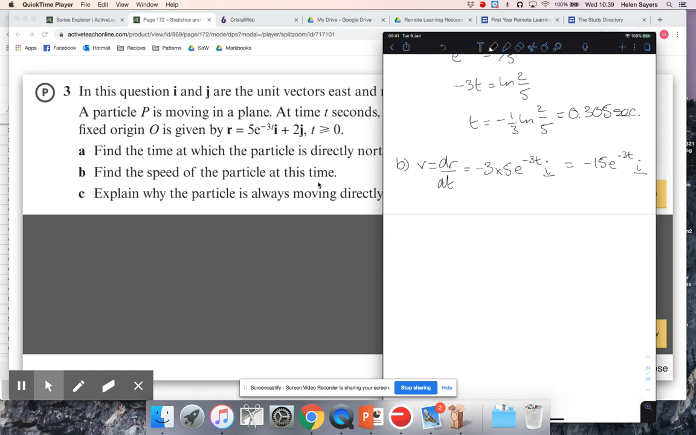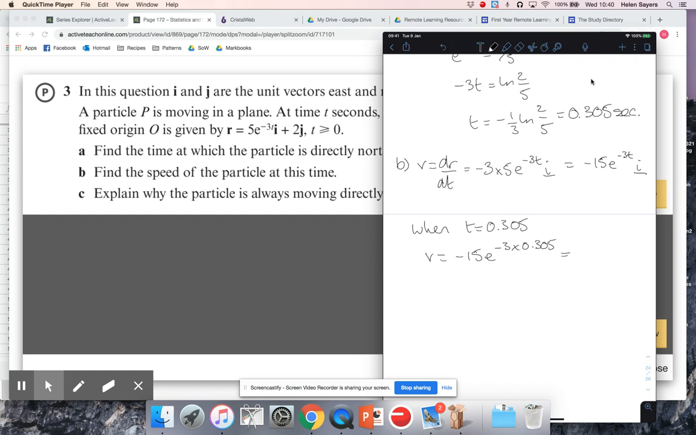And they want the speed at this time. So this time is our previous answer, when t is 0.305. I've actually got that answer still on my calculator, so I could use the exact answer, or I could use my answer to 3 significant figures. So the velocity is minus 15 e to the minus 3 times 0.305. So times my t by that.